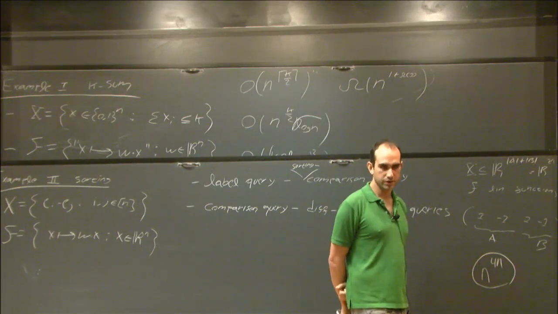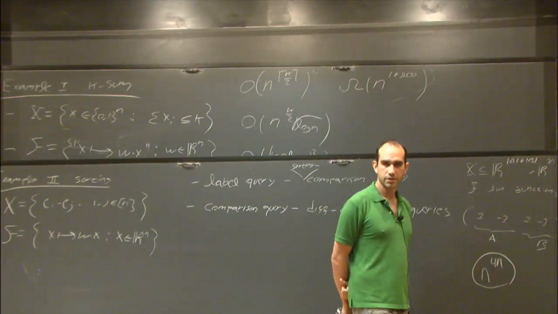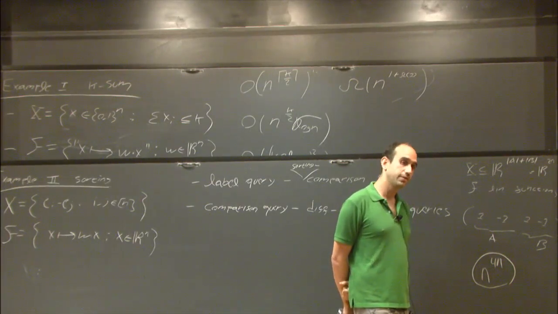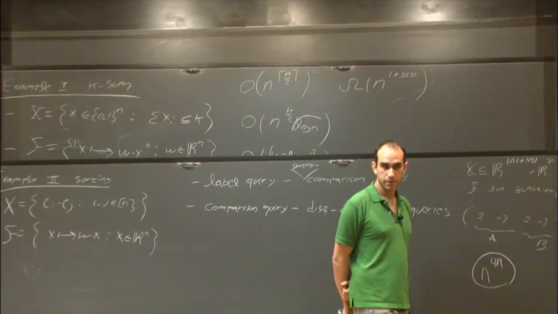He's just using label queries, and I don't think you can beat it. He also gives a lower bound that if you only use label queries, you cannot do better than n squared. So the difference comparisons are really useful here.